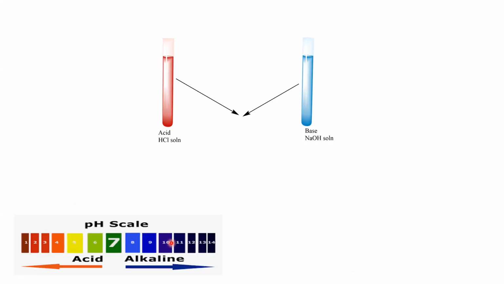Now we will see diagrammatically how this is formed and what we get when we mix the two test tubes. In one test tube there is an acid solution, and right now we are discussing the example of HCl and sodium hydroxide. In the other test tube there is the base.